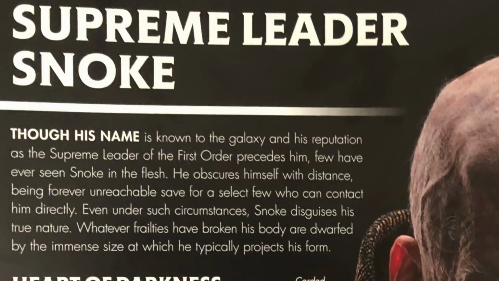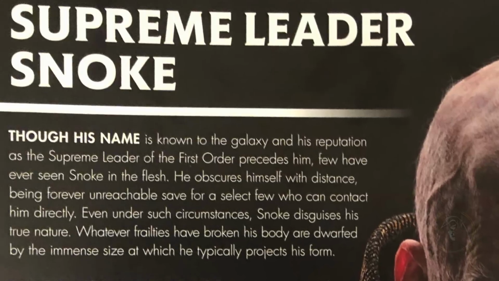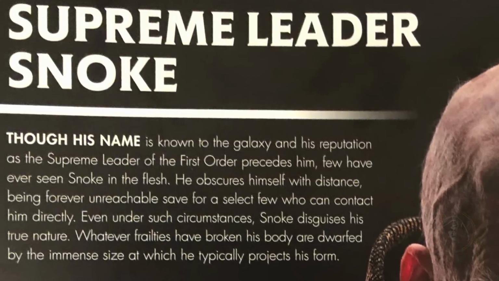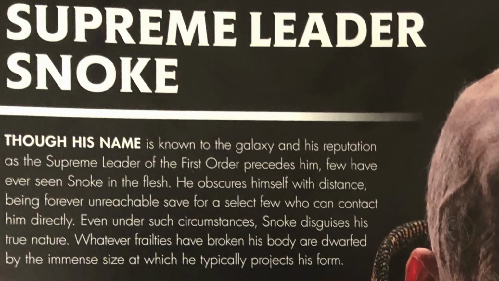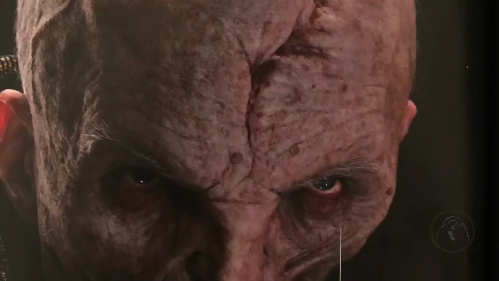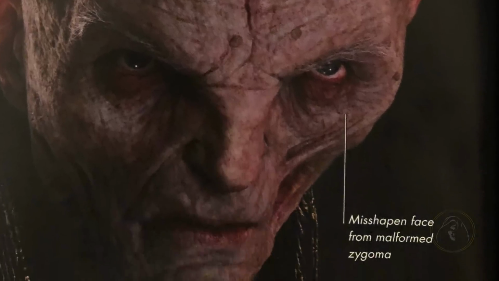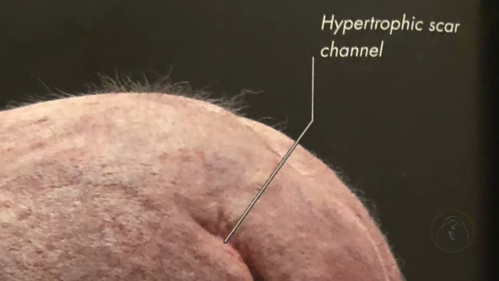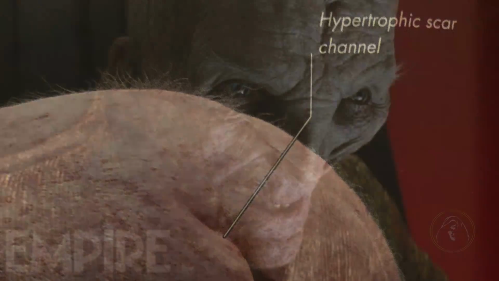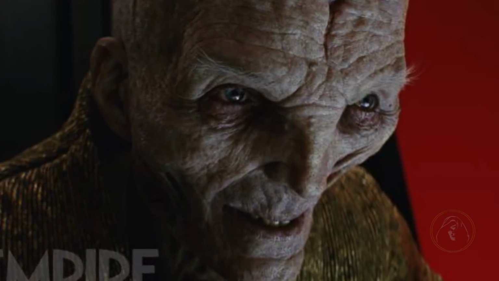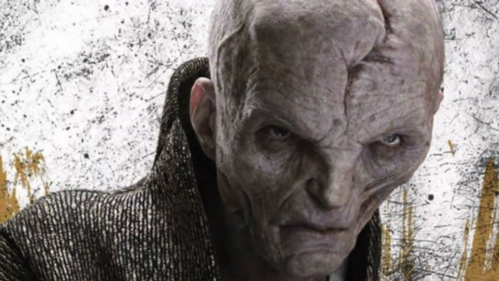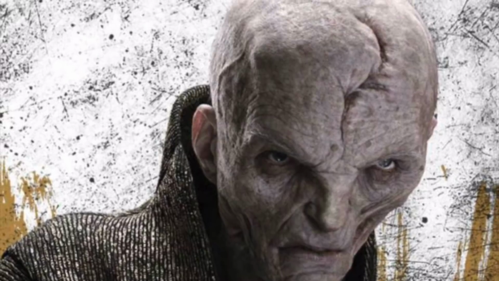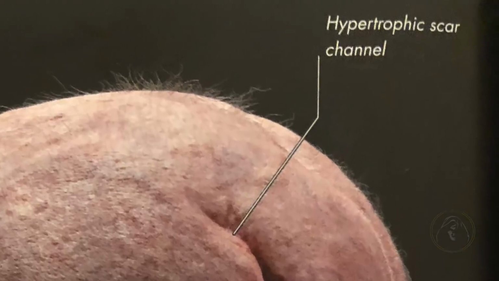In the visual dictionary, we get some info on Snoke, as I've made plenty of videos on before. However, something I haven't gone into detail about are the scars and deformities, which are labeled on the image. Now for this video, Google will be my friend, so let's try to dissect just exactly what is going on here. Snoke's head. The massive break in his forehead, healed over by tons of scar tissue, or so it seems, is labeled here as a hypertrophic scar channel.